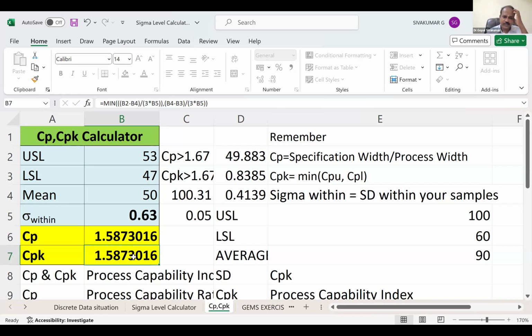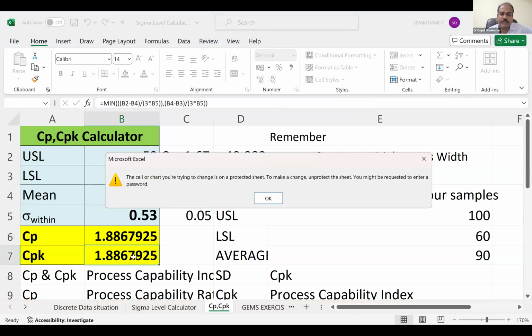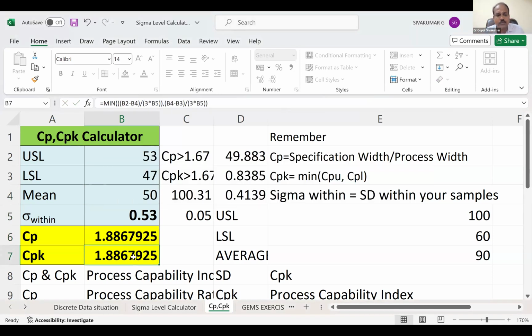In this case, let me reduce the value a little more. I reduce the variation further. Both my CP and CPK are more than 1.67. So my process is declared capable. Suppose I don't have the CPK value. I only have the CP value.